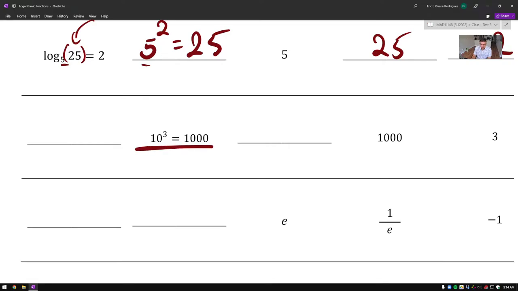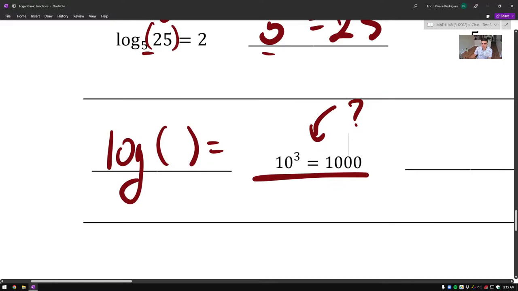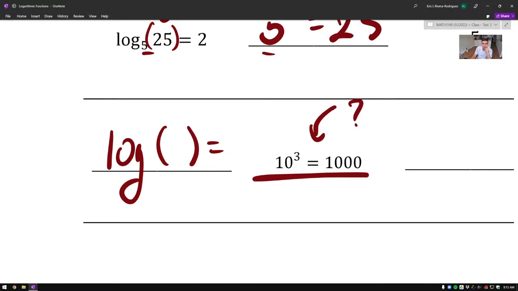Here we have the exponential form. Now we need to write this in log form, in logarithmic function. Okay, so we start identifying the base. What is the base here? Focus on the right side, on the exponential form, tell me what is the base of that? It is 10. Okay, so the base is 10, so that means that 10 goes here.